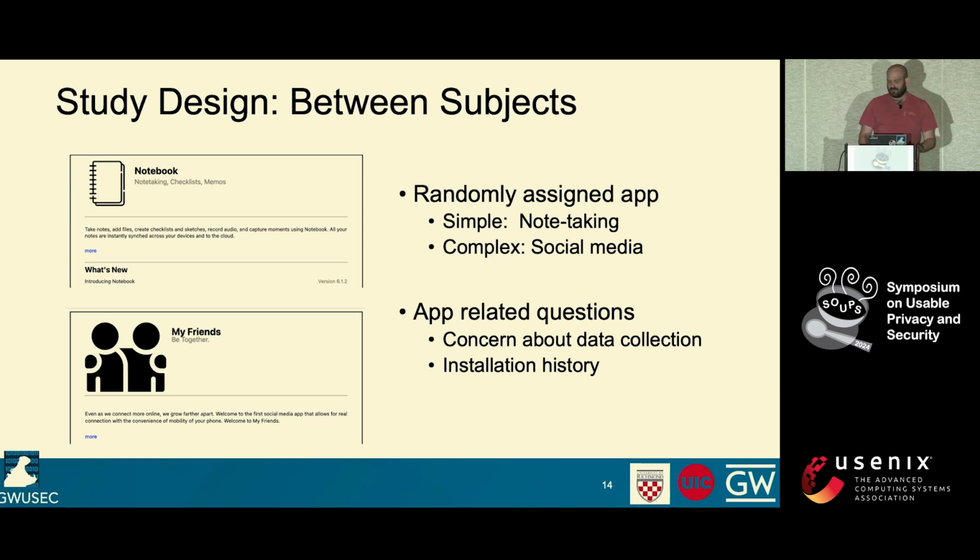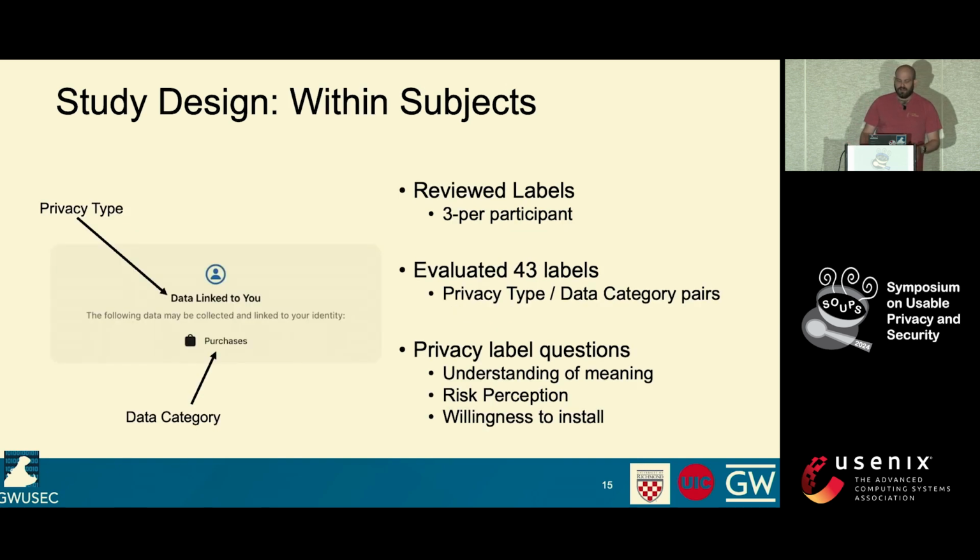Then we did a within-subject treatment as well, where each participant reviewed three labels, and we tried to keep this relatively simple. They would see a privacy type associated with a specific data category. We didn't go all the way down to purposes, but you would see, for example, data linked to you, and the thing linked to you is your purchases. There were 43 of these combinations, and you would see a selection of three of those. How would you feel if the Notepad app had this? Then we'd show you a different one: how would you feel if the Notepad app had this combination as well?